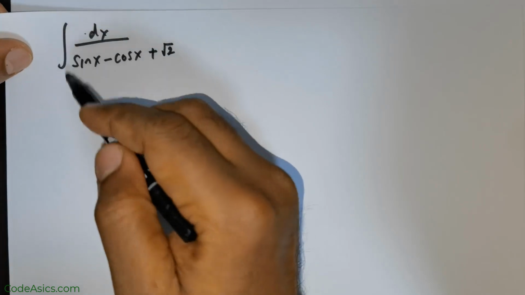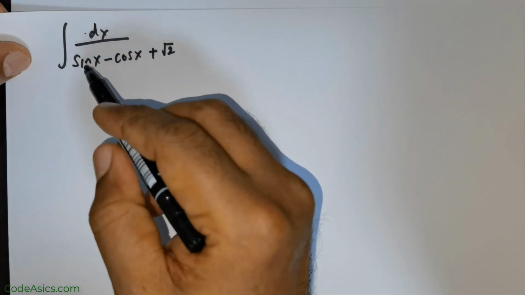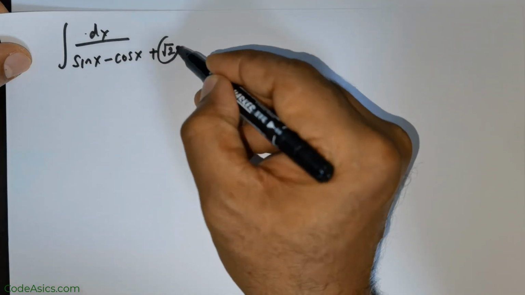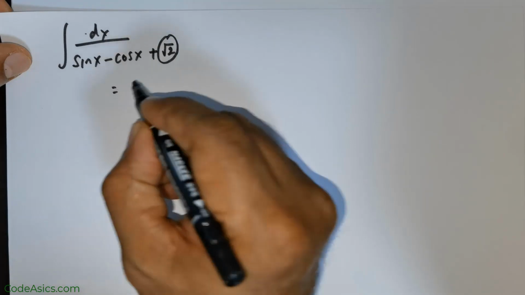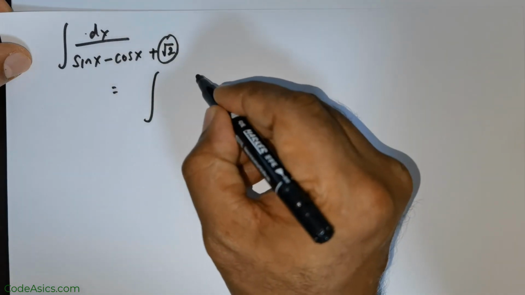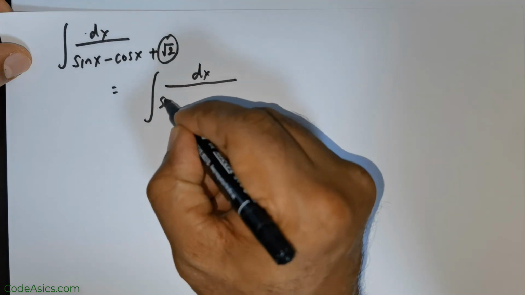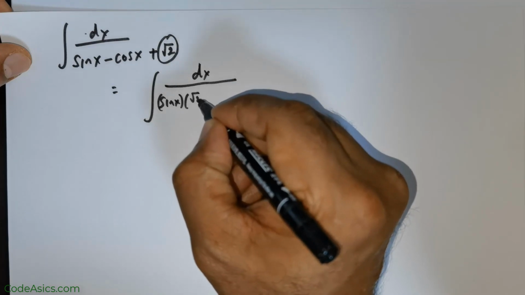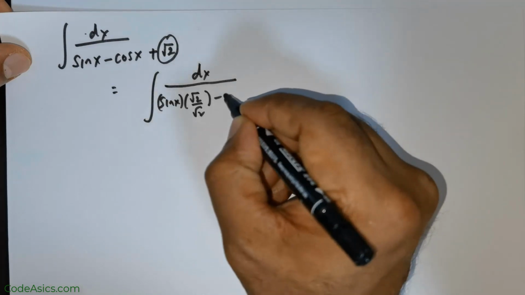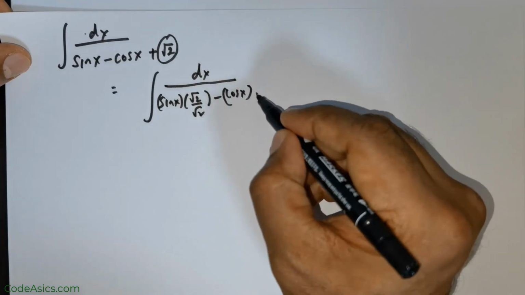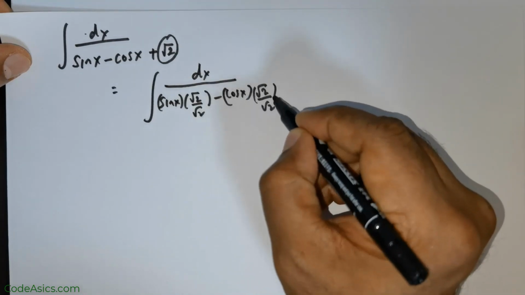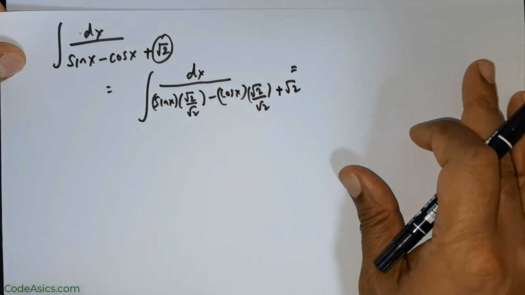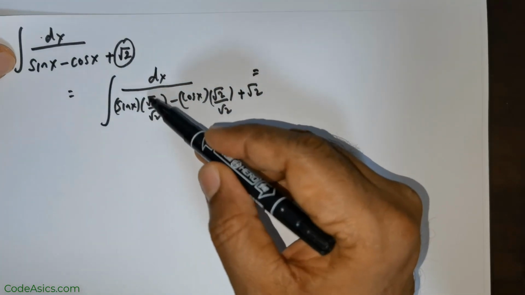We are expected to integrate the integral of dx divided by sin x minus cos x plus root 2. Now this is the catch. We got a presence of root 2. So what I wish to do is rewrite this integral as the integral of dx over sin x times root 2 divided by root 2, minus cos x times root 2 divided by root 2, plus root 2.